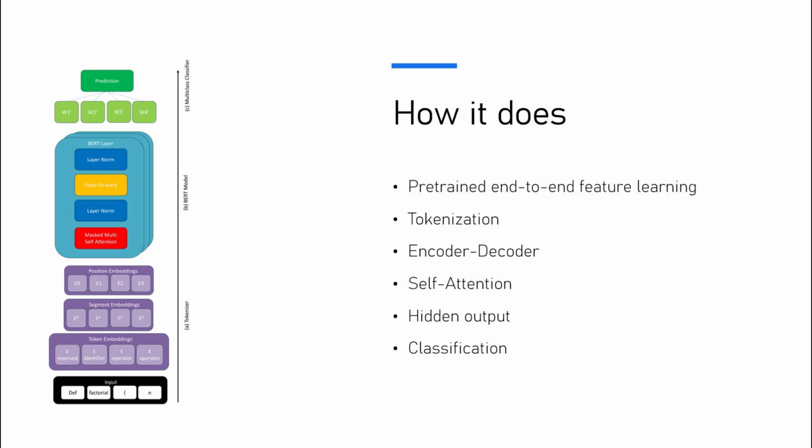How does it do this? Well, we use pre-trained end-to-end feature learning, so a different type of model that's already trained on either classification or summarization or whatever it is, and it tokenizes the new code snippets that you saw in the last slide, puts it through an encoder-decoder architecture model, uses self-attention to focus on the specific parts that are important, and then prints out a hidden output, which is then classified using some sort of multi-class classifier. In our case, we're using a random forest.